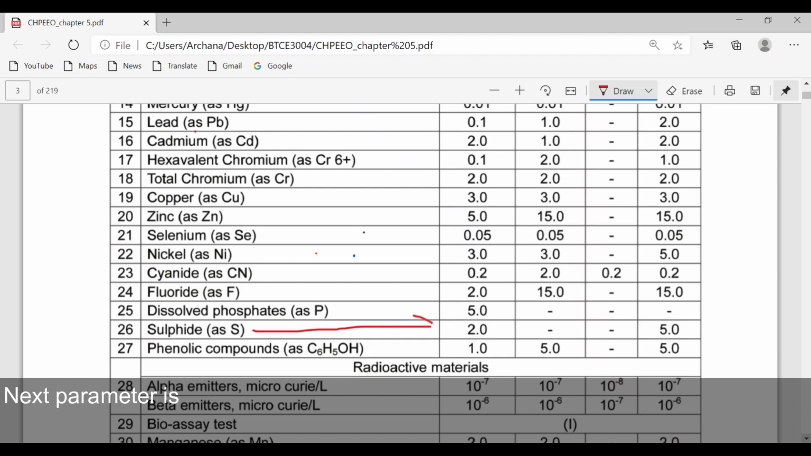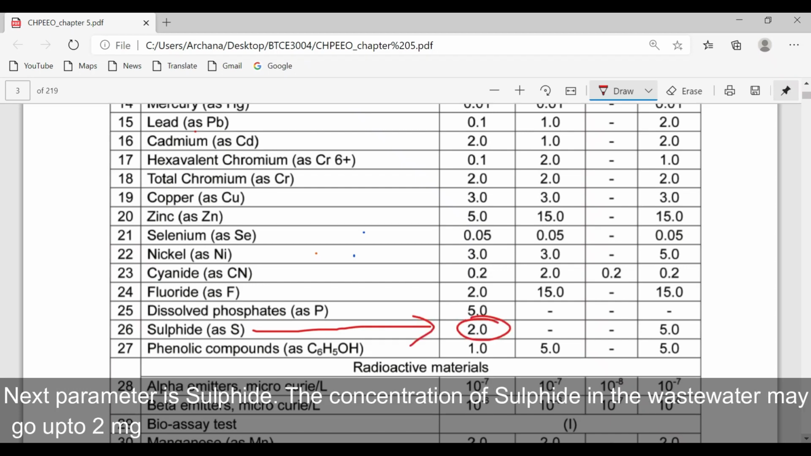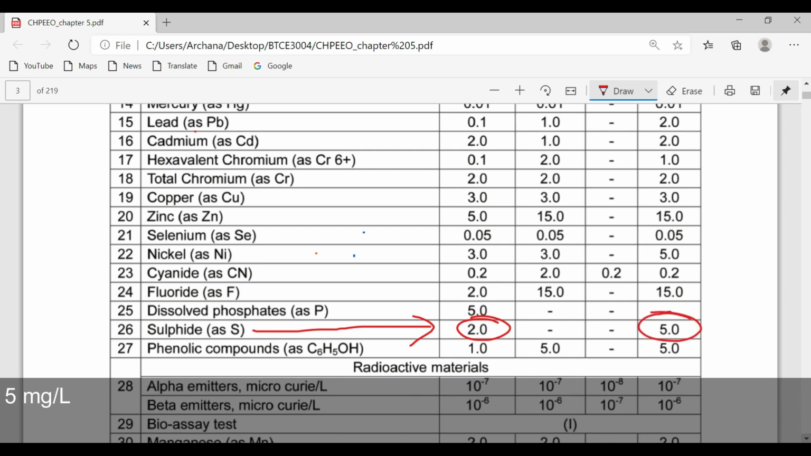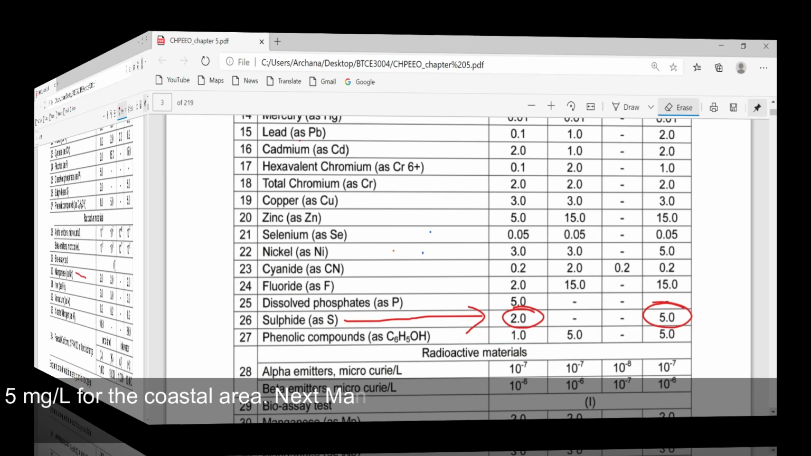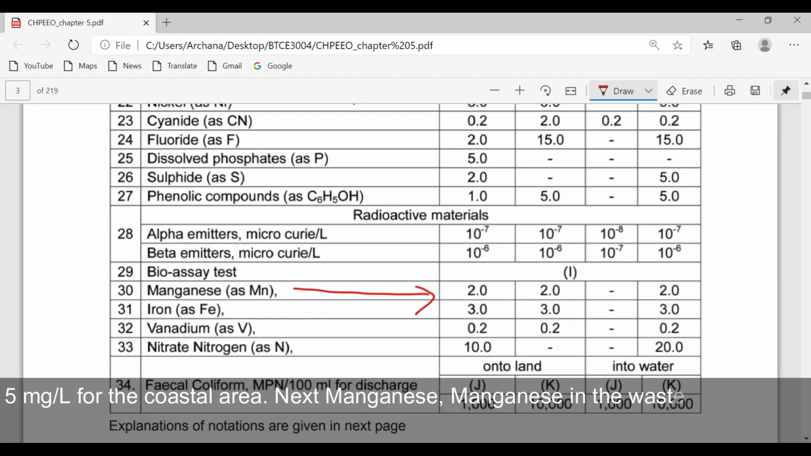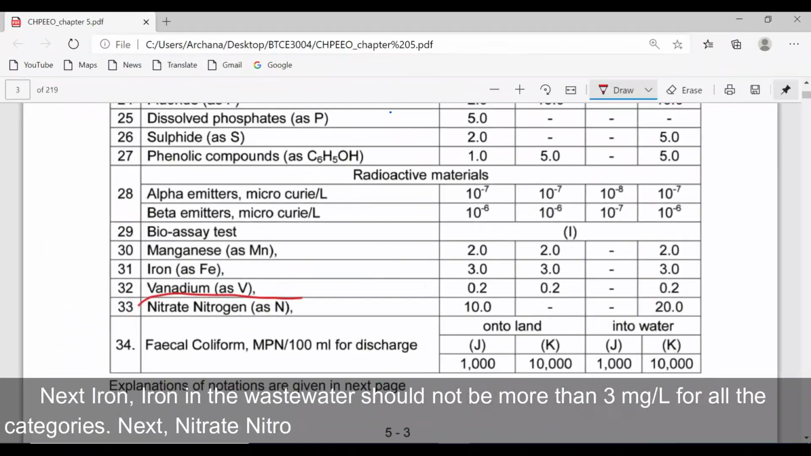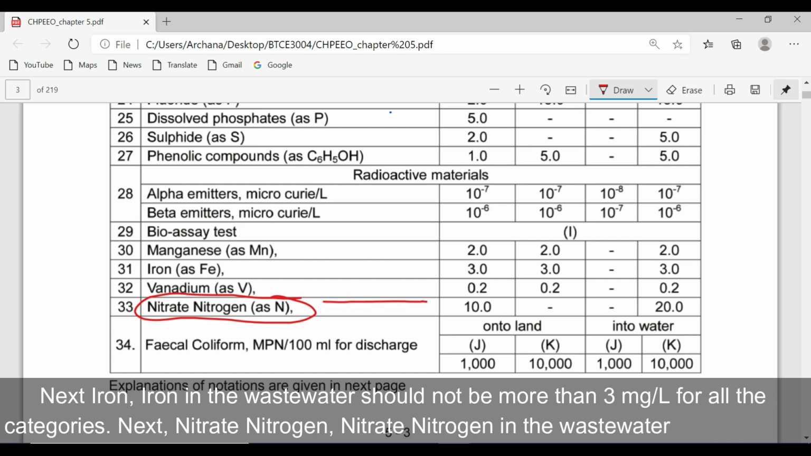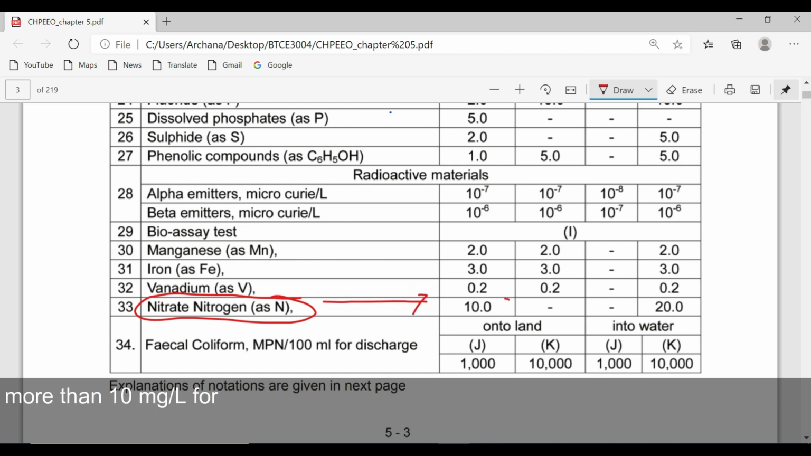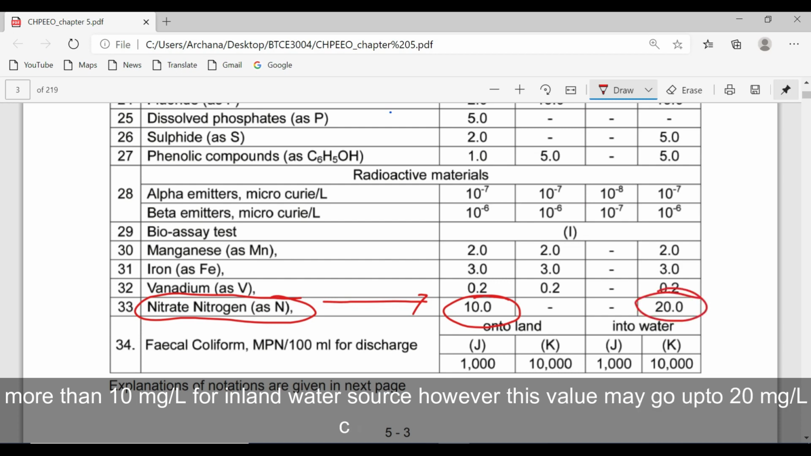Next parameter is sulphide. The concentration of sulphide in the wastewater may go up to 2 mg per liter for an inland surface water source. However, this value may go up to 5 mg per liter for the coastal area. Next, manganese. Manganese in the wastewater should not be more than 2 mg per liter. Next, iron. Iron in the wastewater should not be more than 3 mg per liter for all the categories. Next, nitrate-nitrogen. Nitrate-nitrogen in the wastewater should not be more than 10 mg per liter for the inland water source. However, this value may go up to 20 mg per liter for the coastal areas.